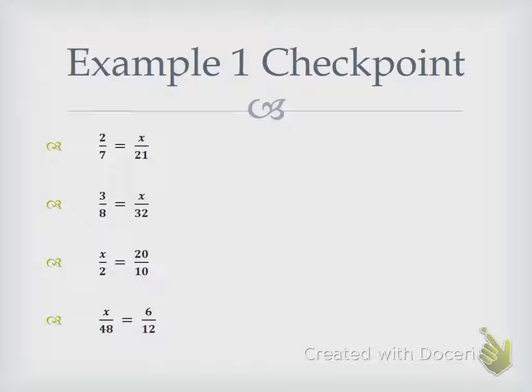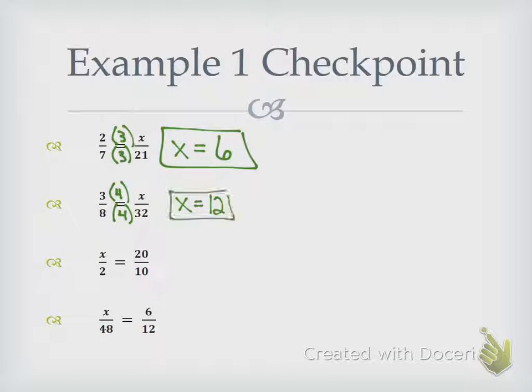What's the missing link for the first one? 7 to 21. What is it? What's the missing link? 3. Very good. So 2 times 3 is 6. Very good. What's the missing link for the second one? 4. So 3 times 4 is 12. What's the missing link for the third one? 5. Now watch though. Now I'm going backwards. 10 divided by 5 is 2. So 20 divided by 5 is 4.